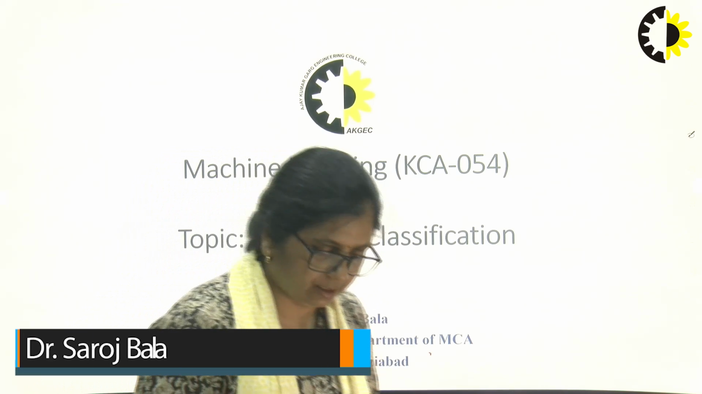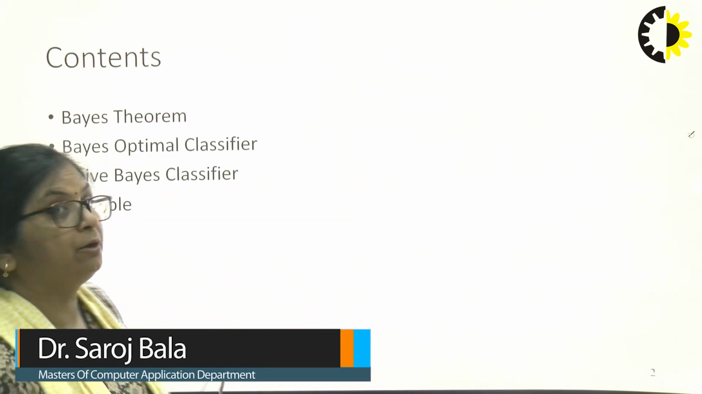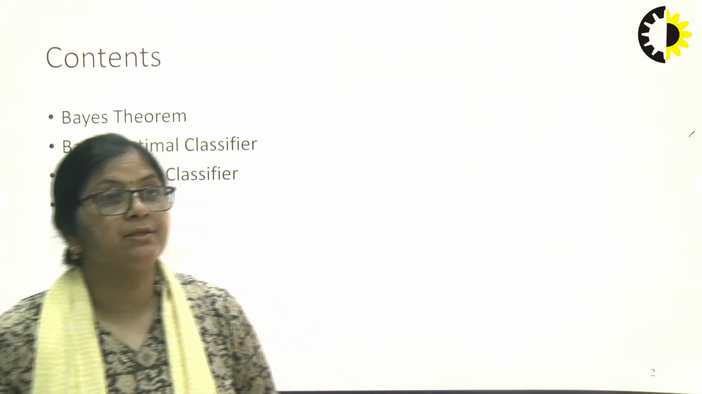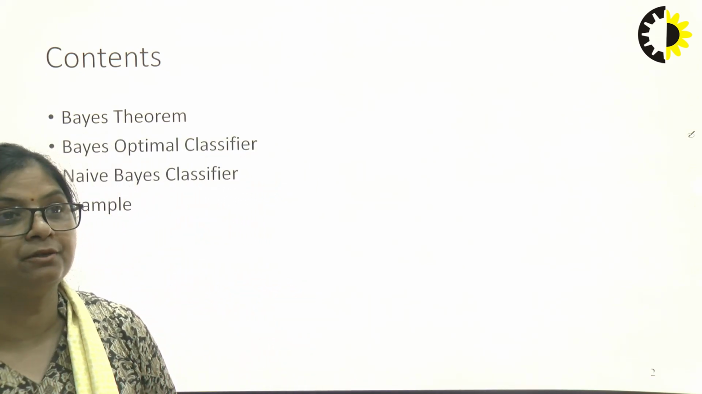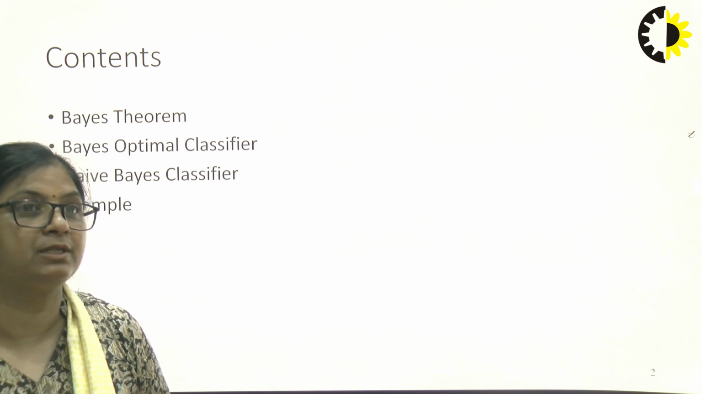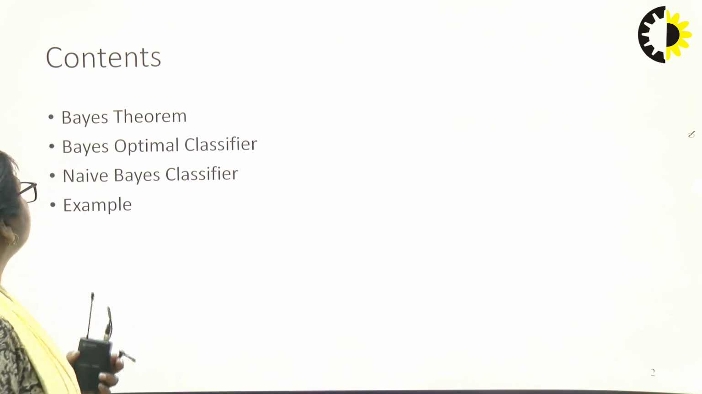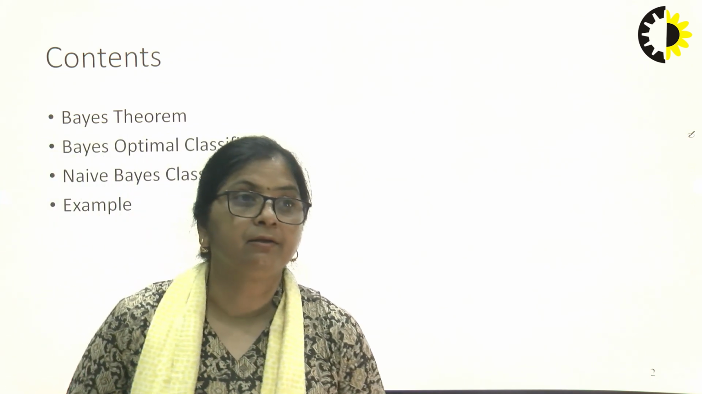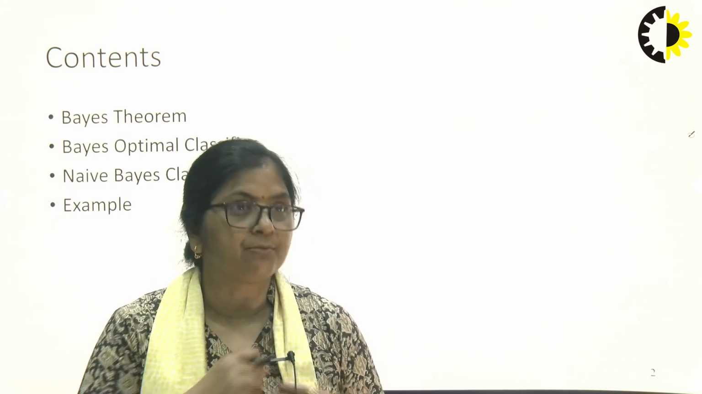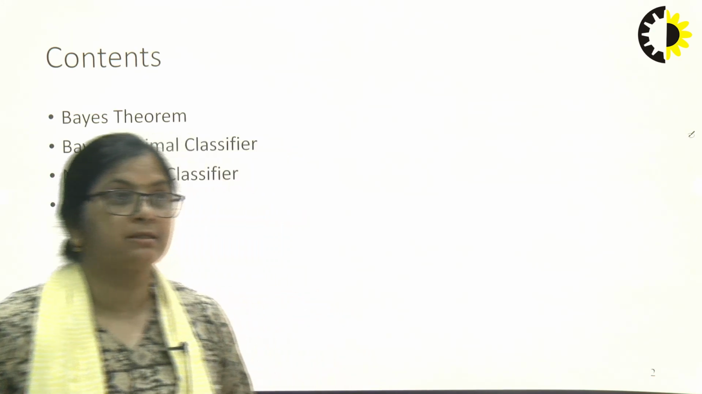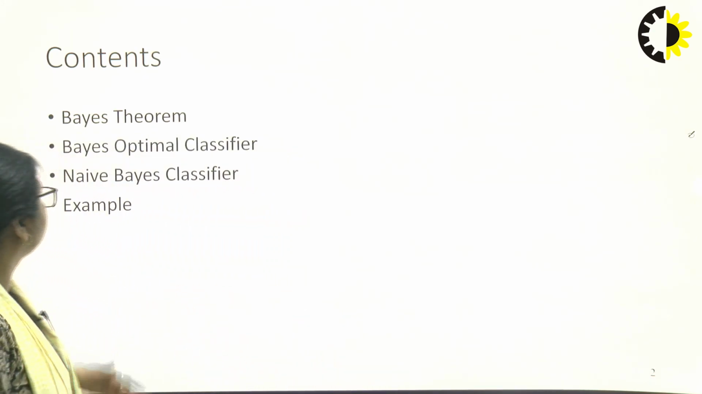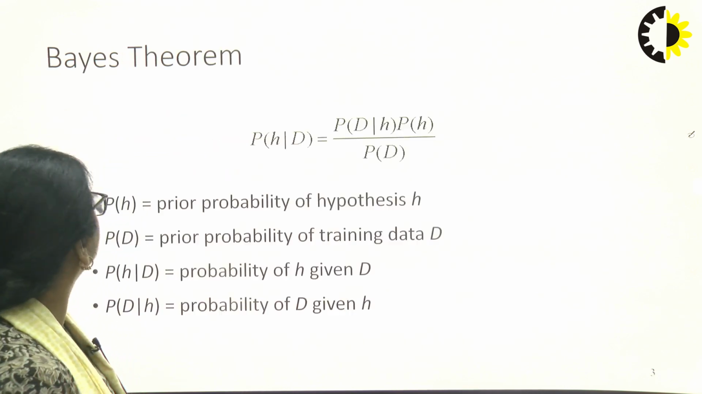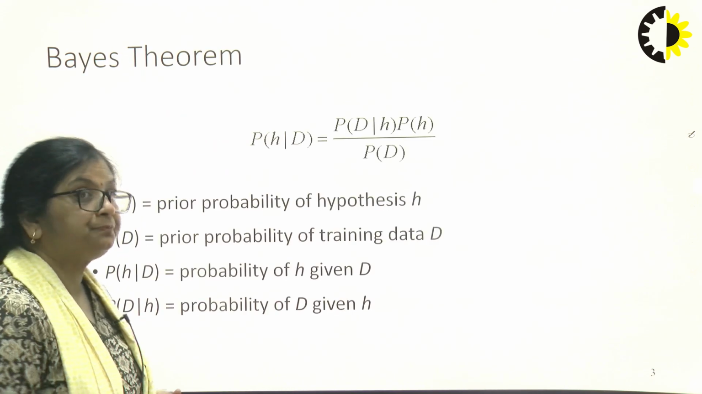In this particular lecture, we'll talk about the Bayes theorem. We'll start with how the Bayes theorem is used in conditional probability calculation. Then we will talk about the Bayes optimal classifier, and then we will add on an assumption to discuss the naive Bayes classifier with an example. So let us start the topic with Bayes theorem.